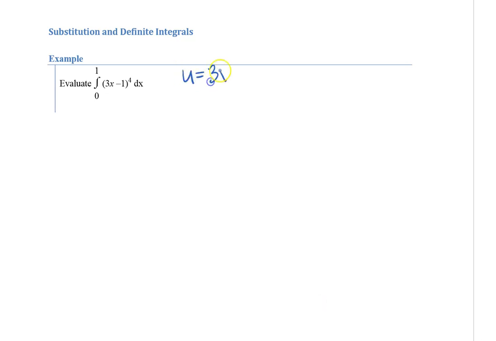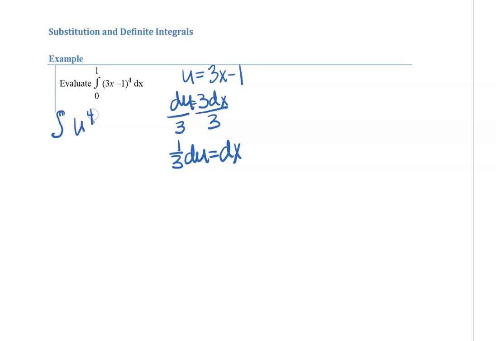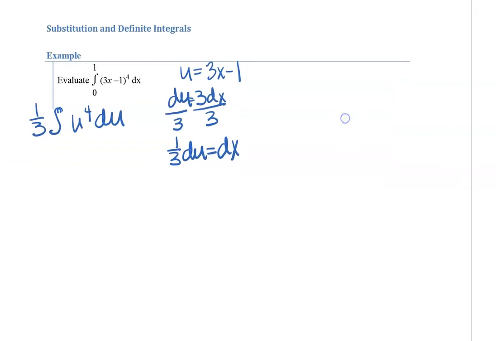I'm going to pick the grouping 3x minus 1 to be my u. So du would be 3 dx. I don't have a multiplier by 3, so I'm going to have to solve that: 1/3 du equals dx. So that's going to give me the integral of u to the 4th, and then for dx I have a 1/3 du. So really this u substitution only helped me to compensate for a missed coefficient, not necessarily a whole grouping with variables. But I'm going to go ahead and integrate that.